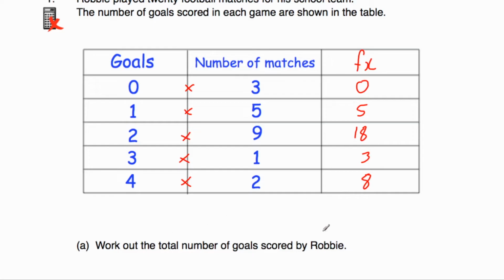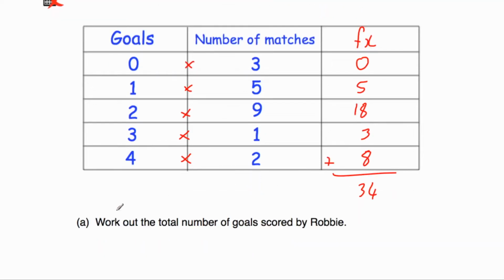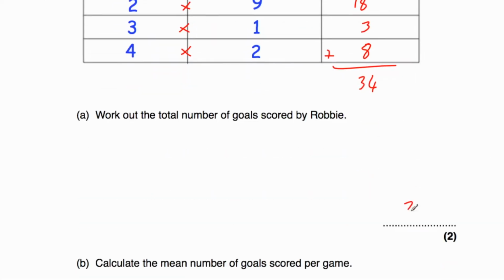And we've been asked to work out the total number of goals scored by Robbie, so we just need to add up this fx column, and that will tell us the total number of goals scored by Robbie. So we need to do 0 plus 5 plus 18 plus 3 plus 8. So let's do that and see what we get. So 0 plus 5 is equal to 5, plus 18 is equal to 23, plus 3 is equal to 26, plus 8 is equal to 34. So he scores 34 goals in total. So in part A, we were asked to work out the total number of goals scored by Robbie, so the answer is 34.